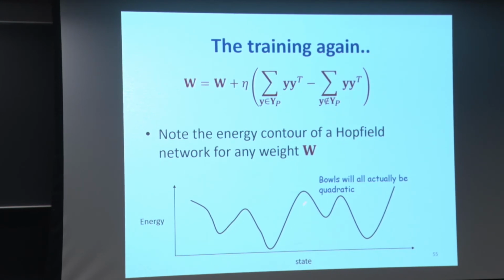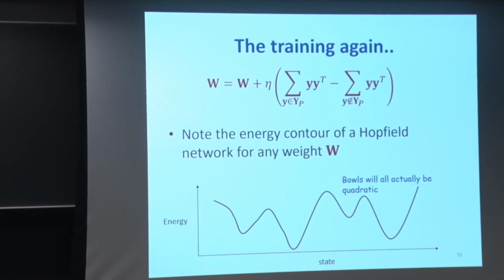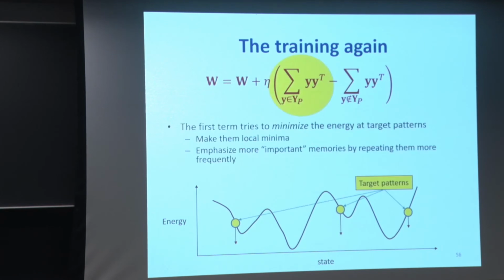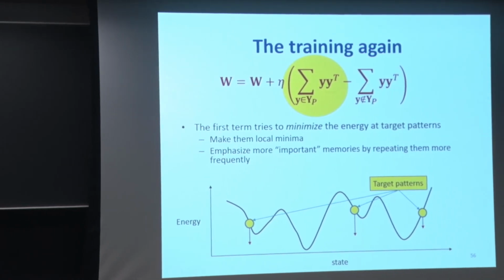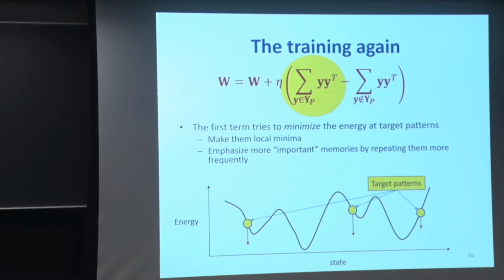Here's what the energy contour is going to be. In fact, this energy contour is going to be kind of quadratic because as we saw, the energy is quadratic. But let's say I have some current setting of W, and say these are my target patterns. Then this is the energy assigned to the target patterns by the current setting of W. When I modify my W using my gradient descent, I'm trying to change the W such that these values get pulled down.